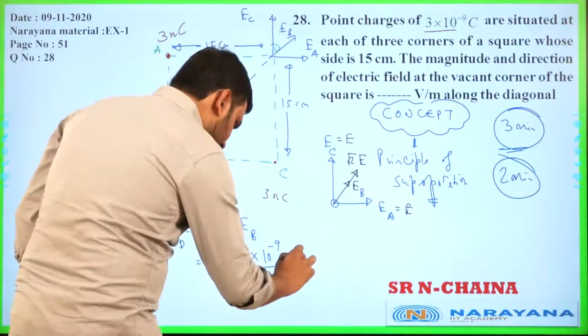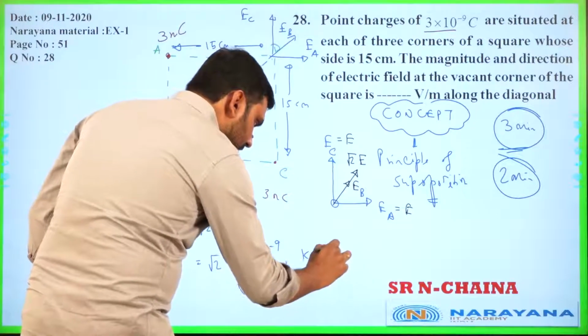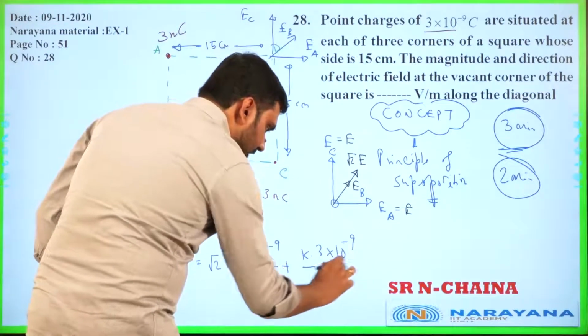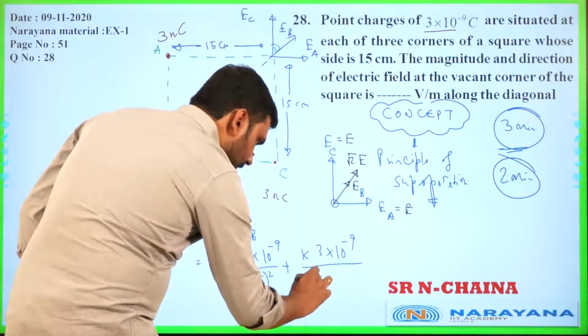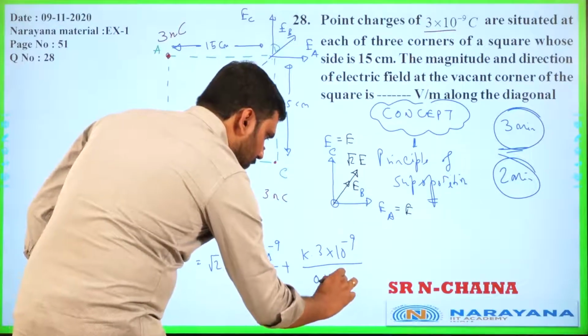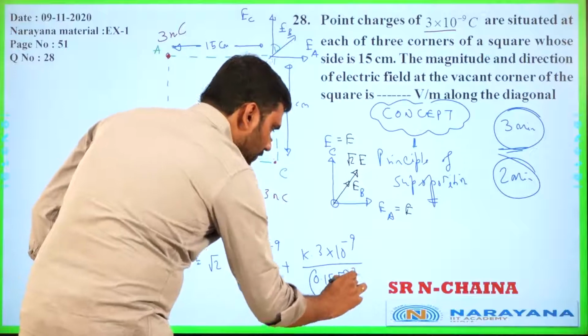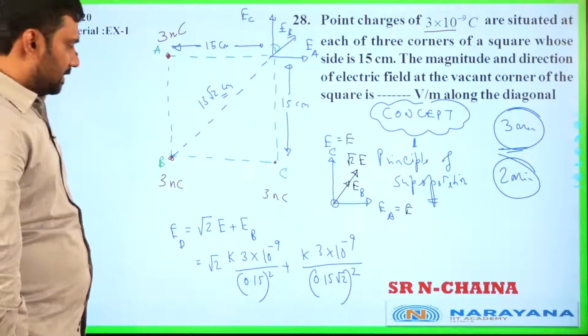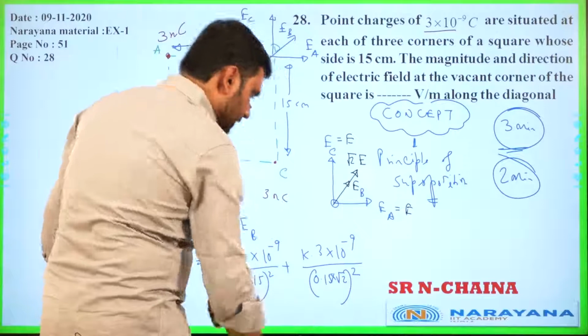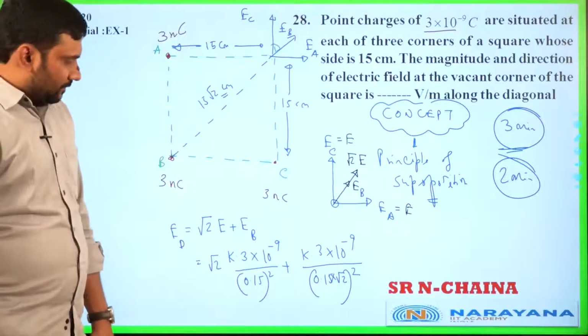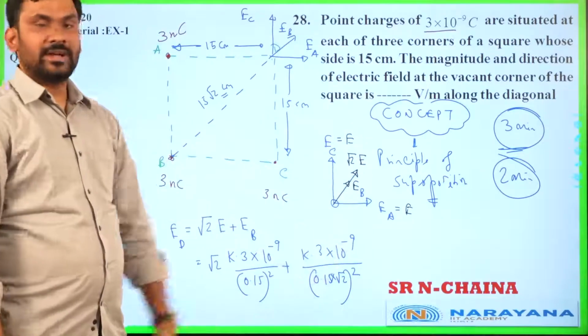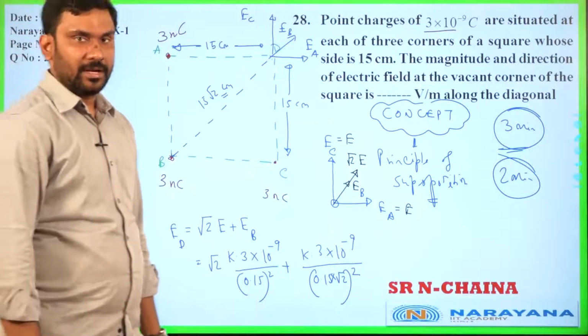So that will be K into 3 into 10 to the power minus 9 divided by 0.15 root 2 whole square, right? That's it. This is multiplied. Okay. So if you solve this, you are going to get the answer. Okay. Correct? Fine.